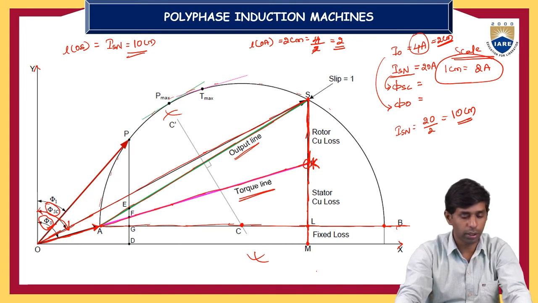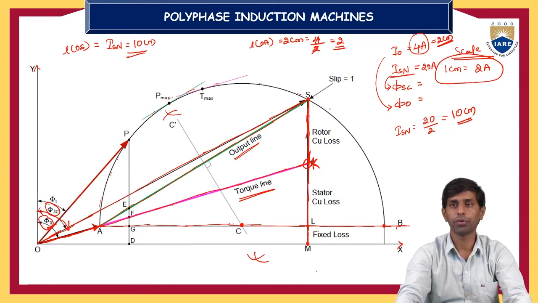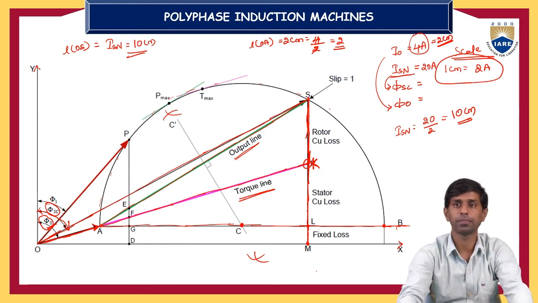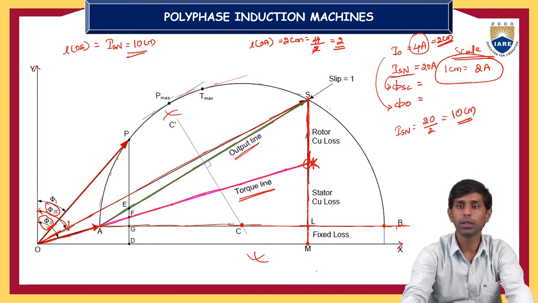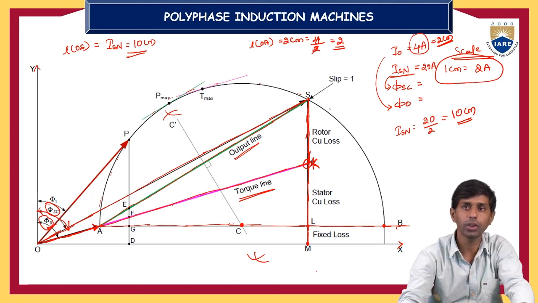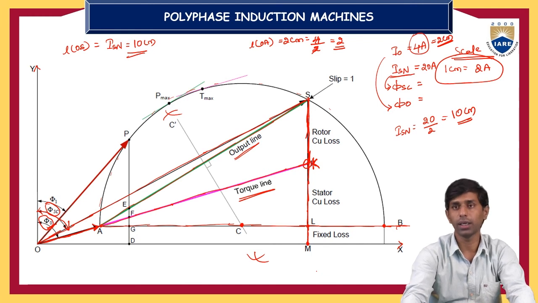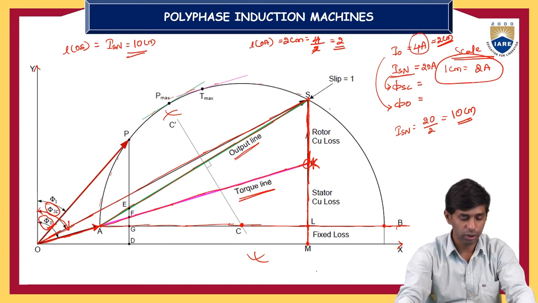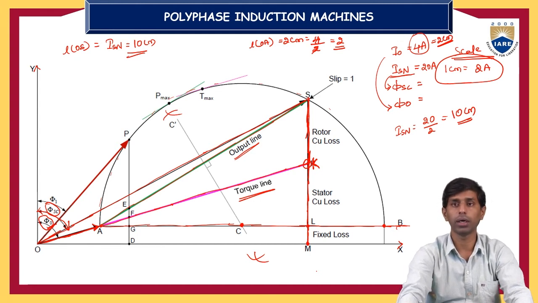And if your calculations are right, the point S must be on the circle. If your calculations are wrong, the point may not be on the circle. It may be outside the circle or it may be inside the circle. That shows your calculations are wrong. If it is on the circle, that shows your calculations are right. So this is the way we have to draw a circle diagram.